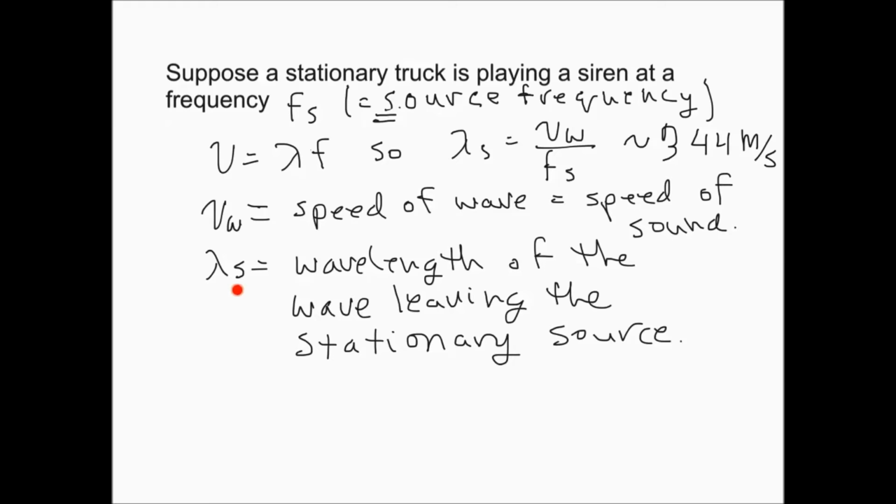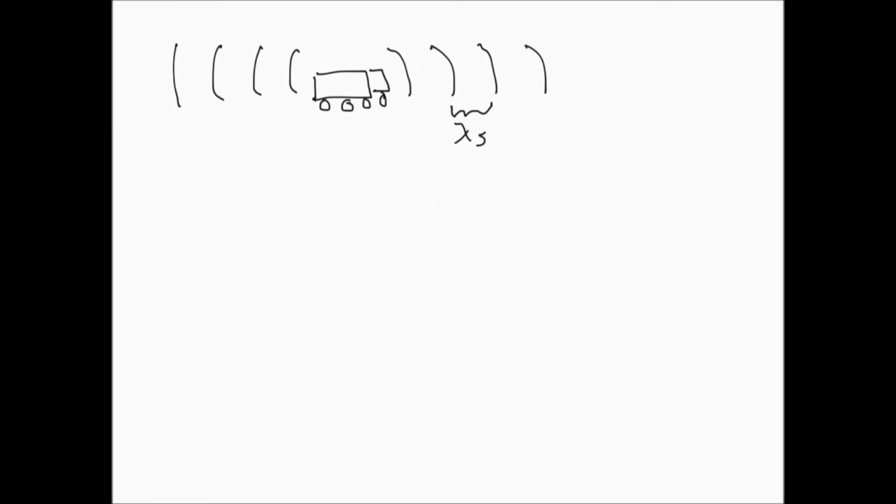Now we're going to look at what happens to this wave as seen by an observer if the source is moving. Again, the waves are going to get bunched up in front, and we're going to talk about how those waves get bunched up and what happens to the wavelength that's seen by the observer that we saw in the first slide.